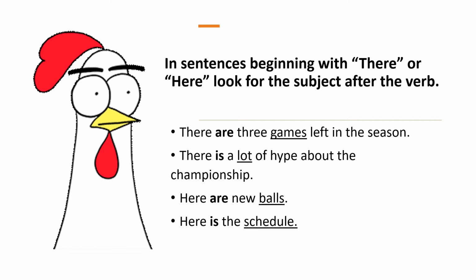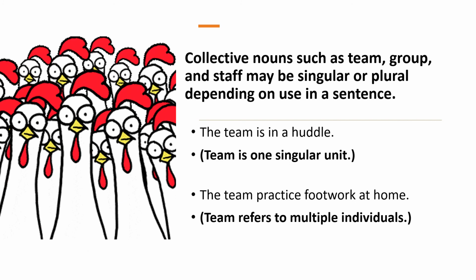I am so proud of you. Here are new balls. Balls is what we're talking about. It's plural. You choose that plural verb. Here is the schedule. Schedule is singular. You choose that singular verb. Now, collective nouns such as team, group, and staff may be singular or plural depending on how they are used in a sentence.